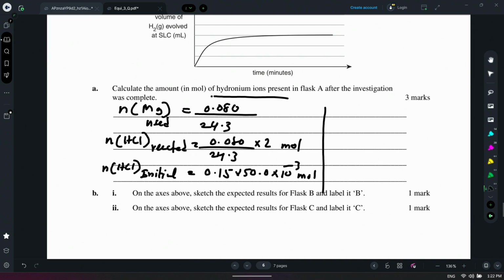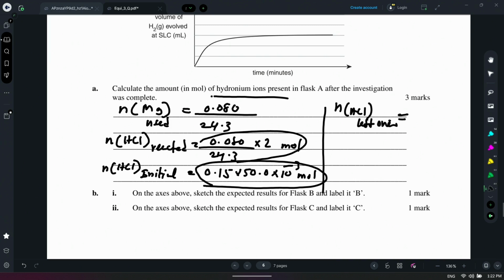So then you can find the number of moles of HCl remaining, which is our leftover. It is the difference between those two, right? This is the initial, this is the reacted. The difference is the number of moles of HCl left over. If you put those numbers into a calculator, you should get 9.2 times 10 to the power minus 4 moles.